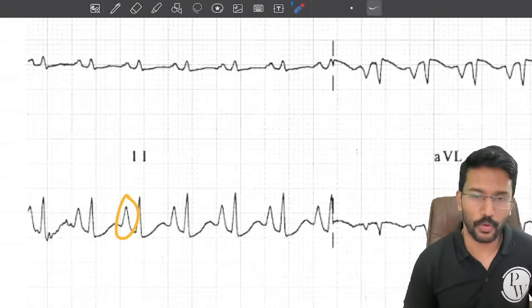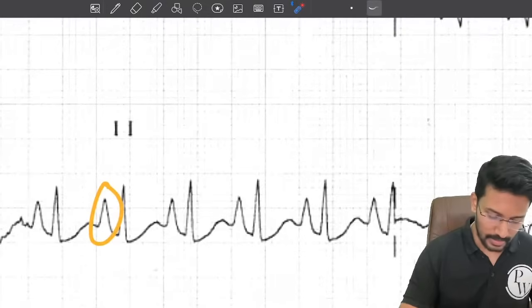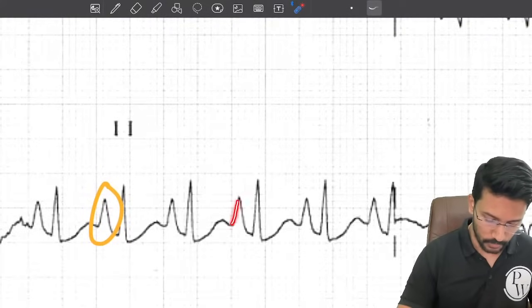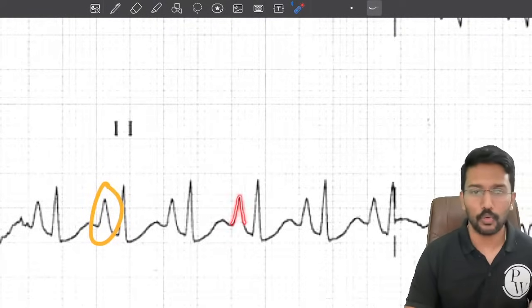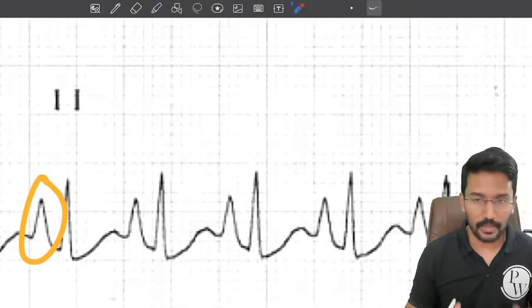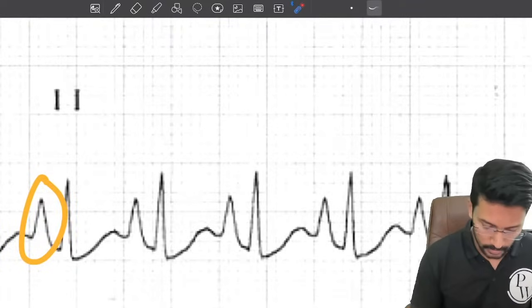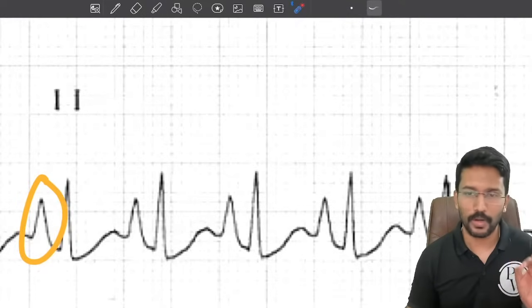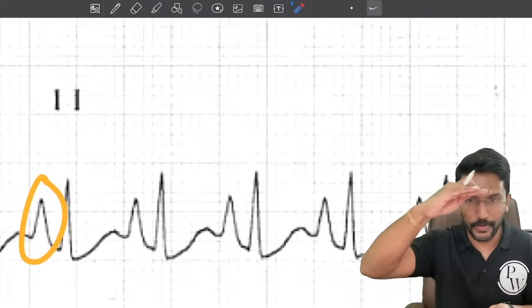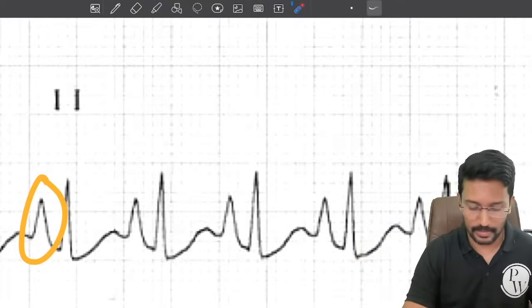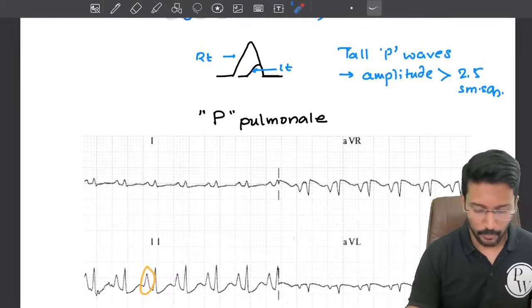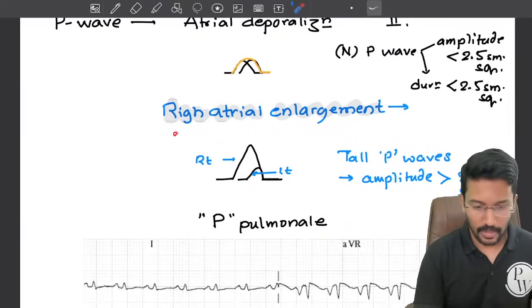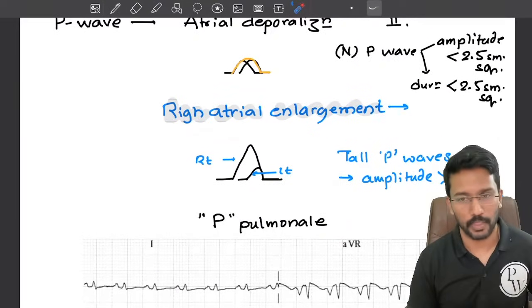So in this case, when you look at lead 2, you can notice that this P wave, right? It's quite taller than two small squares. It is almost like one large square, right? This is one small square, this is two small squares, 3, 4, almost like a large square. When it is more than 2.5 small squares in terms of height, we call it P pulmonale. P pulmonale indicates right atrial enlargement.